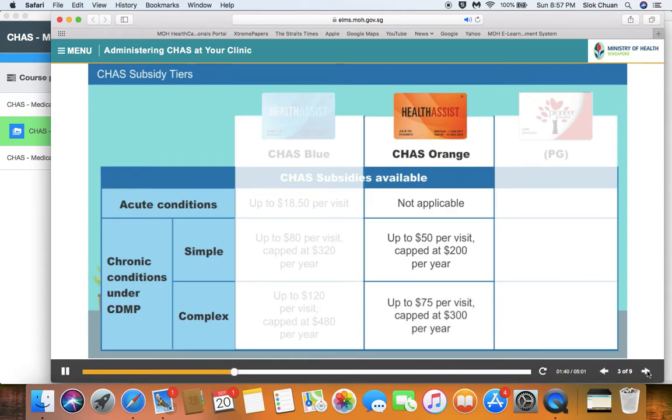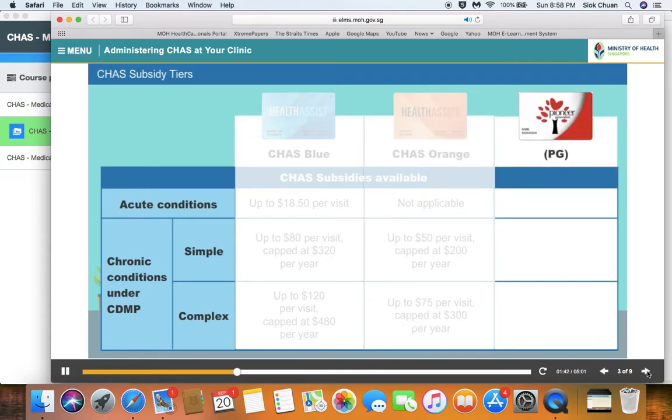For patients with the Pioneer Generation card, they are eligible for up to $28.50 in CHAS subsidies for a visit for acute conditions. For Pioneer Generation patients under the Chronic Simple tier, they can be subsidized up to $90 per visit, capped at $360 per year, while those under the Chronic Complex tier can be subsidized up to $135 per visit, capped at $540 per year.